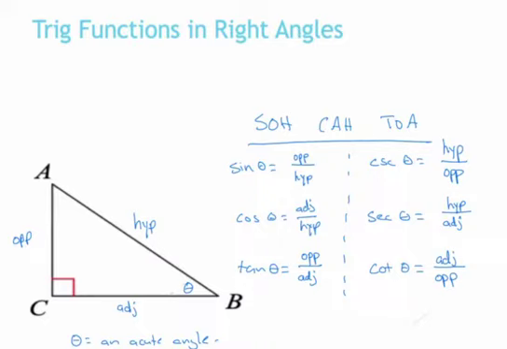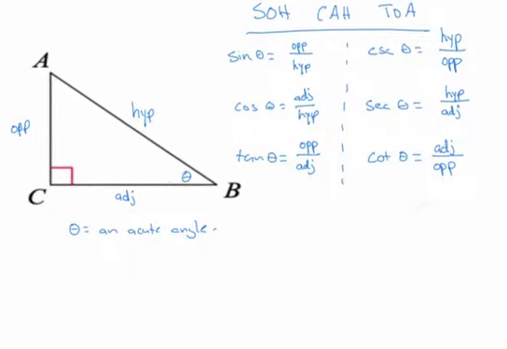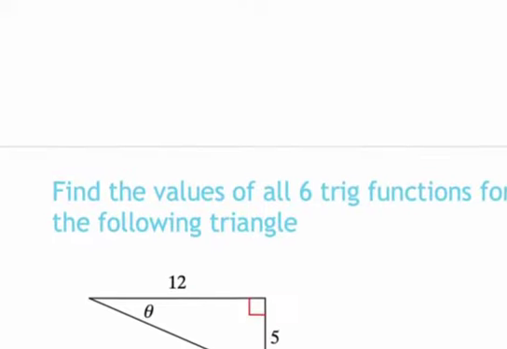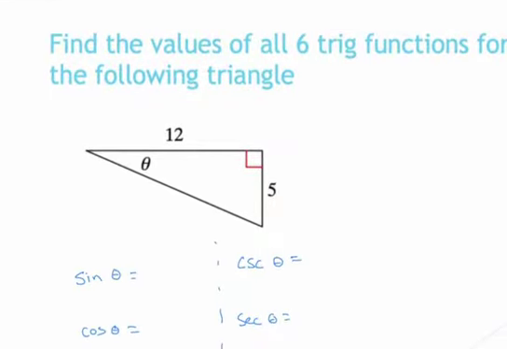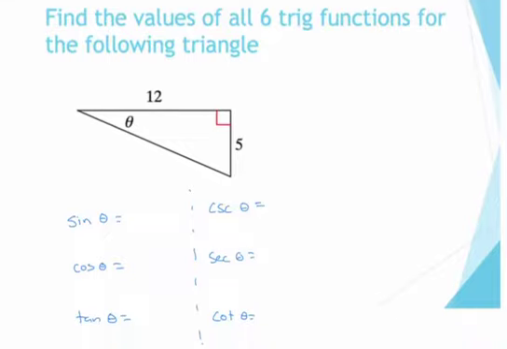Okay, so you may want to pause this and study over it. Fill your notes in, and then you'll be right along the way. So this is an example to find the values for all the 6 trig functions in the following triangle. If you think you're ready, you can pause and try this. Otherwise, I'm going to go ahead and start to answer it.